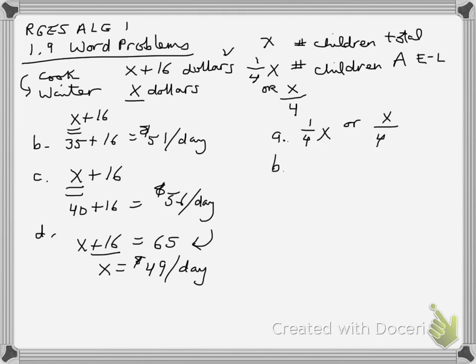B says, if these couples have a total of 532 children, well, which one represents the total number of children? Which expression up above?